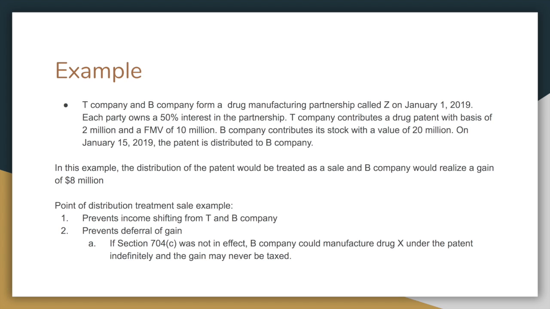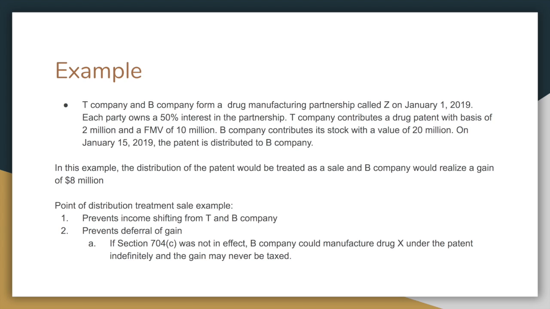On January 15, 2019, let's assume the patent is distributed to B company. Now, essentially with this example, the patent that was distributed is treated as a sale, and T company would realize a gain of $8 million.